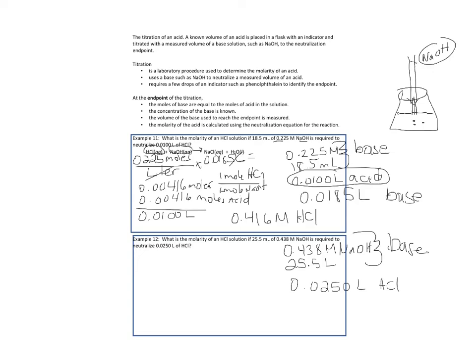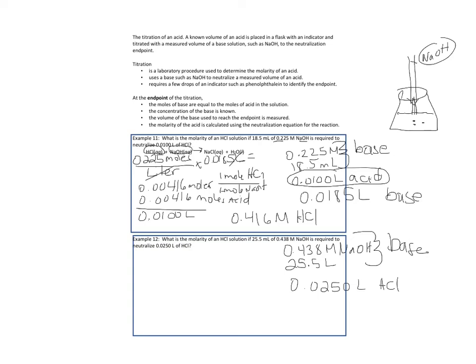Okay, welcome back. So here's what we're going to do. We're going to do just like we did in the previous equation. We're going to make sure we have a balanced chemical equation, which is the same stuff from the previous one, HCl and NaOH. So we have a balanced chemical equation. Step 2 is going to be to convert the base into moles.